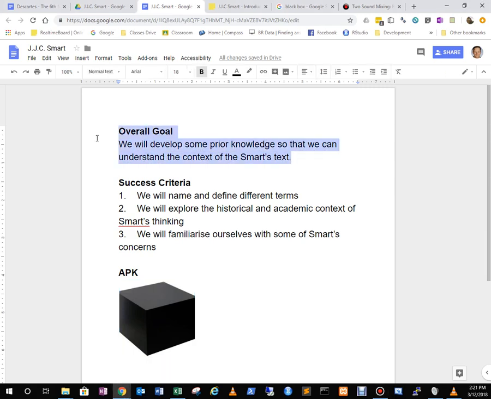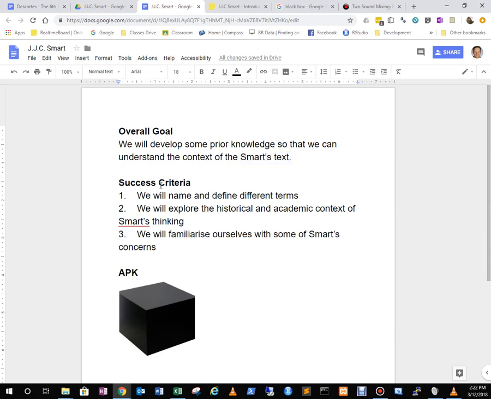We need to develop some prior knowledge so that we can understand the context of Smart's text. We're not going to be able to really understand what Smart is trying to do or what he's trying to argue if you don't understand the other issues that existed at the time that the text was being written.